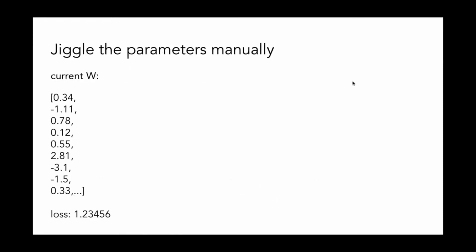So let's take an example of what it means to jiggle the parameters and try to optimize this function. On the left, you can see the current weight. The current weight is a vector or a tensor or a matrix, actually. All the values of this tensor, when plugged into the loss function, give us this absolute number, which is the loss. The lower the loss, the better. The higher the loss, the worse our model is performing.